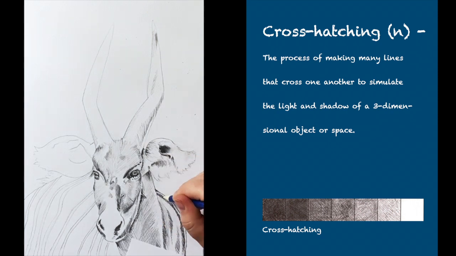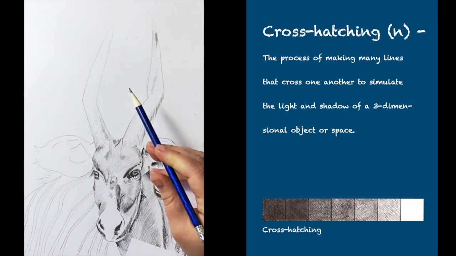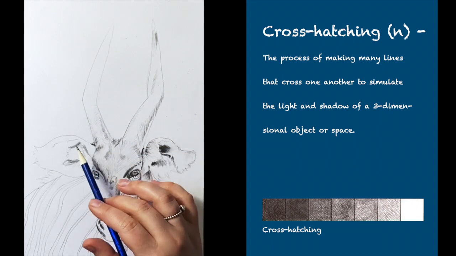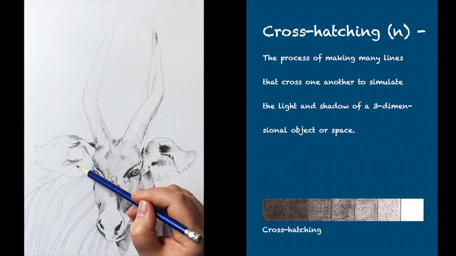The reason I combined cross-hatching with regular hatching in this drawing is simple. The Bongo's hide has hair growing in lots of different directions, and keeping my lines going in one direction throughout wouldn't just take forever. It would also look really weird.